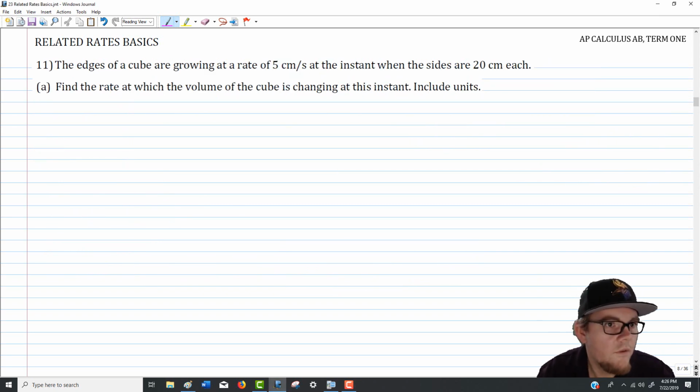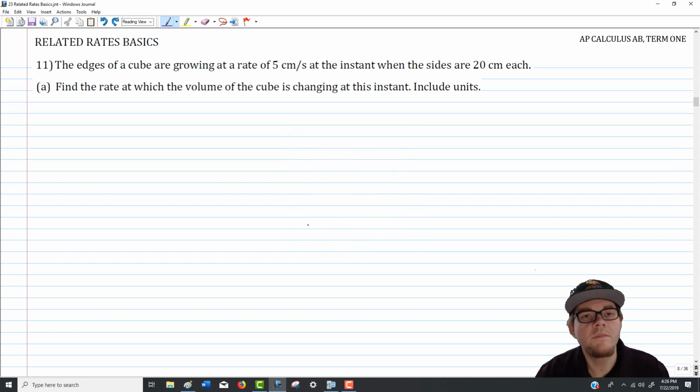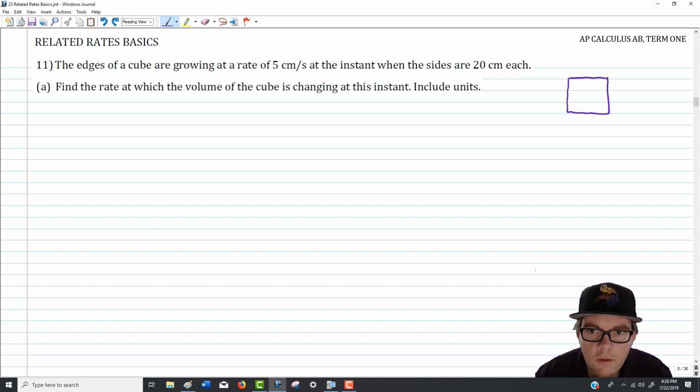Okay, the next question for us to attack is question number 11. We'll attack both parts A and B, just because each one doesn't give you the formula for stuff involving cubes. Figured it'd be a good time to talk about it. So in question 11, we're first told that the edges of a cube are growing at a rate of 5 centimeters per second at the instant when the sides are 20 centimeters each. So as far as cubes go, it's a good idea to draw one right off the bat, just to remind you and give you some context. I learned how to do that in 3rd grade, I remember. I think I remember being taught perspective lines, in fact.